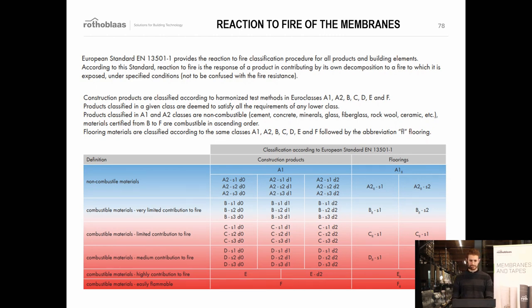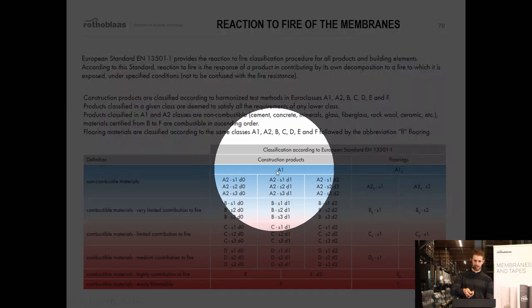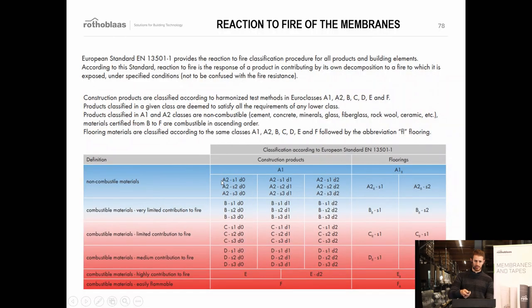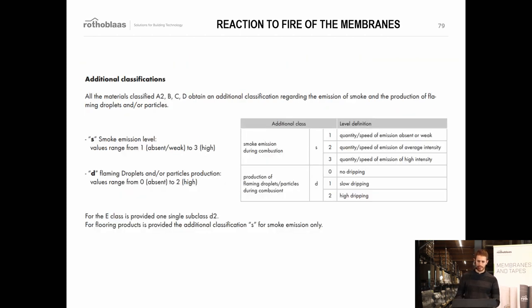And of course, you can see the whole list of materials down here. And basically, A2 and A1 materials are non-combustible materials, so they don't have a reaction to fire at all. And the membranes, most of them, are combustible materials, but they are usually not very combustible. And because of that, some of them are B-S1, and so that means that it's not very combustible. And let's have a look at what the other letters mean.